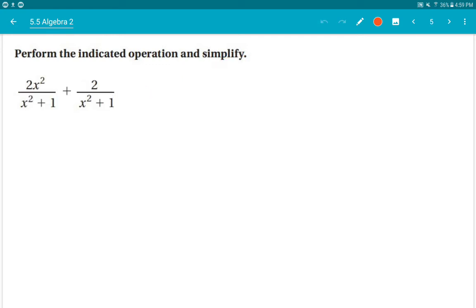All right, let's look here. We have 2x squared over x squared plus 1 plus 2 over x squared plus 1. Notice that the denominators are the same. We get x squared plus 1 here, and in the numerator, I get 2x squared plus 2.